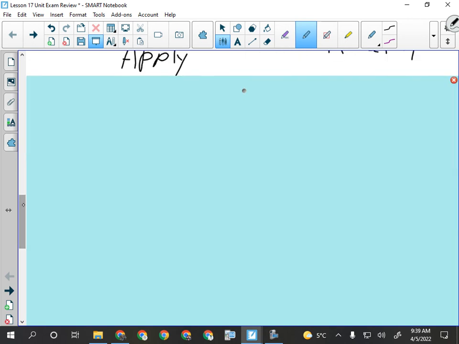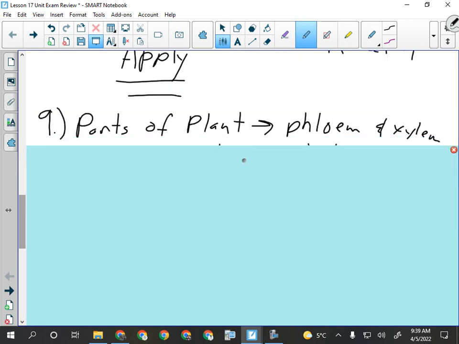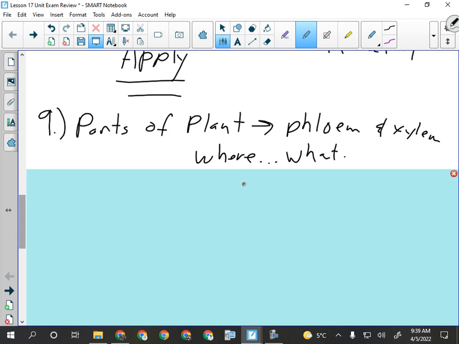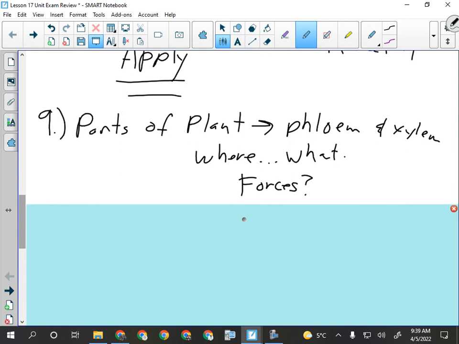All right. So, parts of the plant: phloem, xylem. We talked about that, what they transport, how they transport it, what the forces involved are. We already kind of talked about that. Also know the leaves and the roots and what the job of each one is. There could definitely be some multiple choice questions about what the roots do or what the leaves do or what the stem does.